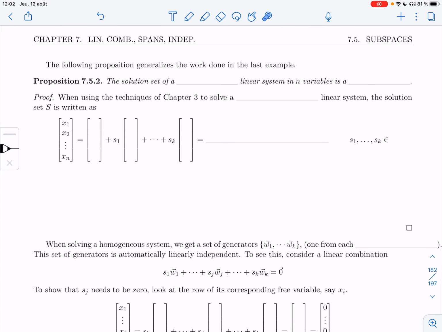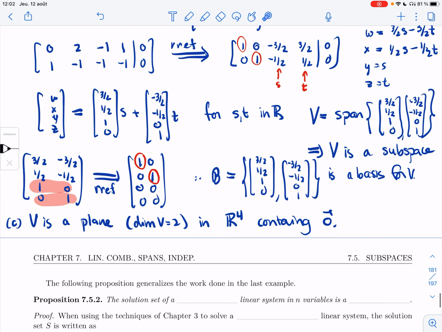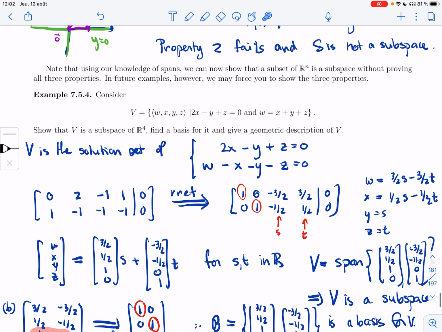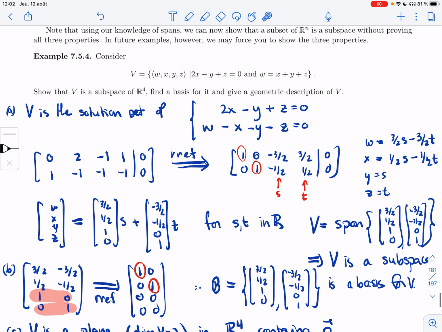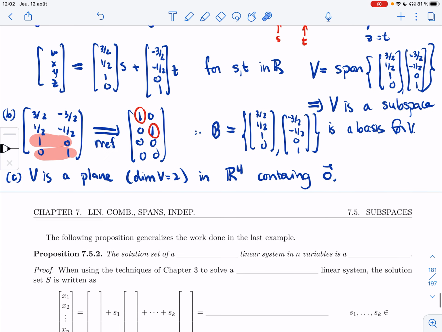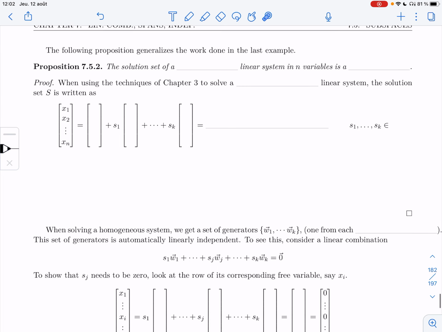In this video, we'll recap from the last example and we'll learn from it. In the last example, we looked at this linear system and showed that the solution set was a subspace, we found a basis, and we were able to describe it geometrically. All right, so let's look at this.